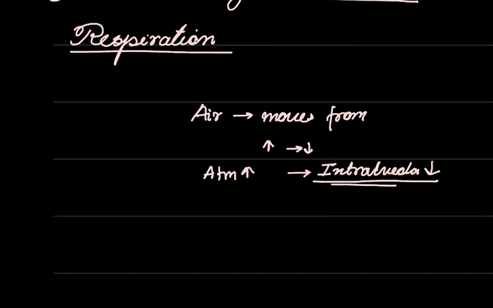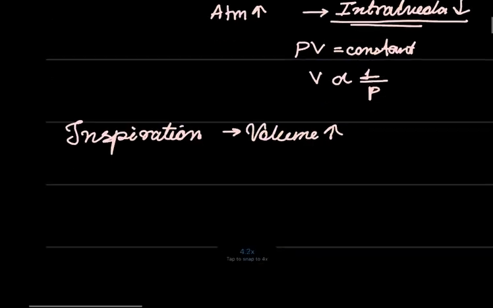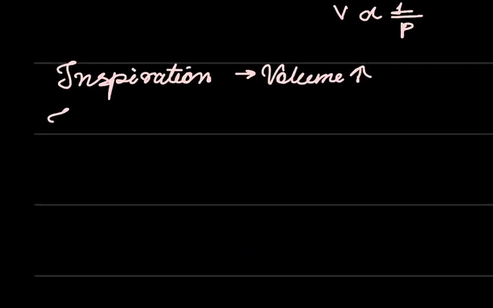In order to change the intra-alveolar pressure, how can we change it? We know that PV is equal to a constant. That means volume is inversely proportional to pressure, or pressure is inversely proportional to volume. If you want to decrease the pressure, you have to increase the volume. So for inspiration, you have to increase the volume of the lung. In order to increase the volume of the lung, you have to increase the volume of your thoracic cavity altogether, and in that place comes our inspiratory muscle.